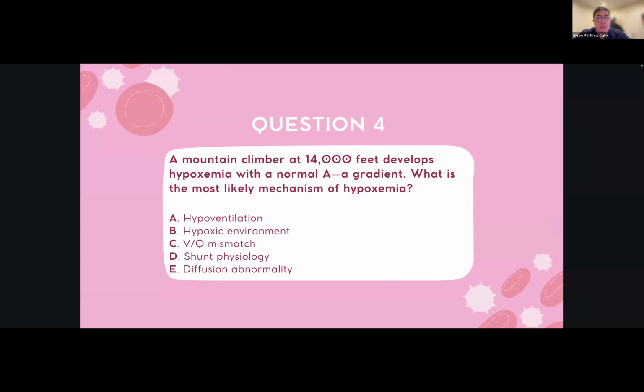So for the fourth question, we have a mountain climber at 14,000 feet that develops hypoxemia with a normal AA gradient. What is the most likely mechanism of hypoxemia here? Yeah, so this one is B. So at 14,000 feet, the air is thinner. So there's a lesser total atmospheric pressure. So the partial pressure of oxygen entering the alveoli drops, leading to hypoxemia with a normal AA gradient.